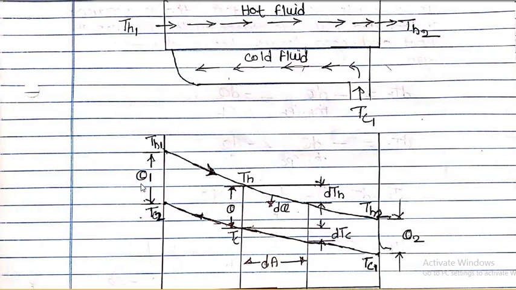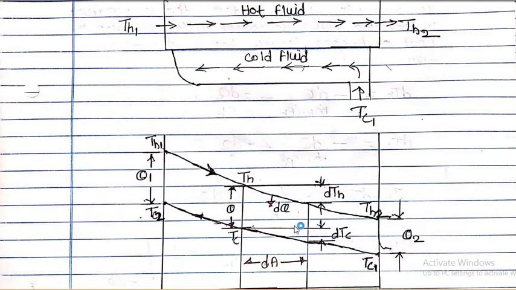As the hot fluid flows over the surface area of a heat exchanger, its temperature goes on decreasing. So the fluid is flowing in this direction, and here also the temperature distribution line we have drawn. As the hot fluid starts flowing over the surface area of a counter flow heat exchanger, its temperature goes on decreasing. So this is the direction of hot fluid flow.